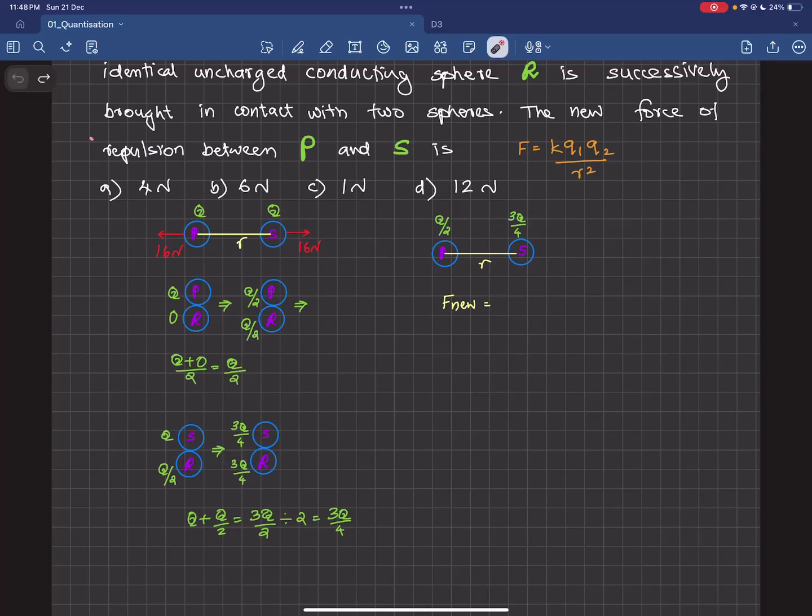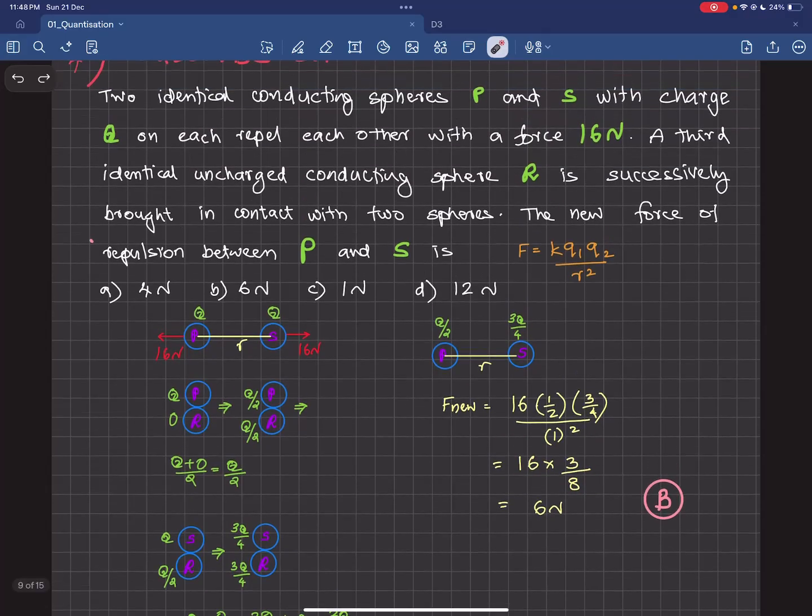By the rule, the new force will be the old force, which is 16, times... since the charge reduced to 1/2, the force has to become 1/2 of the old value, and again S also became 3/4 of the old charge. So the force again reduces to 3/4 of the old value. So altogether it becomes 16 times 3 over 8. These two cancel. Eventually that becomes 6 Newton. So the final answer will be B.